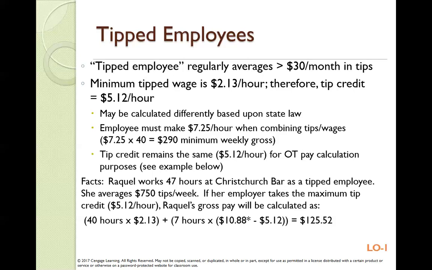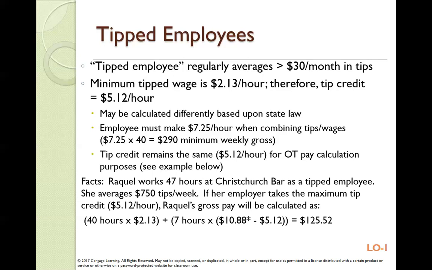And then they're subtracting out the tip credit. Okay. So she's getting $5.76 an hour for overtime. So that's how overtime is calculated with a tipped employee. You have to calculate the minimum wage overtime rate, which is $10.88, and subtract out the $5.12 tip credit. So we get a $5.76 overtime rate for tipped employees.